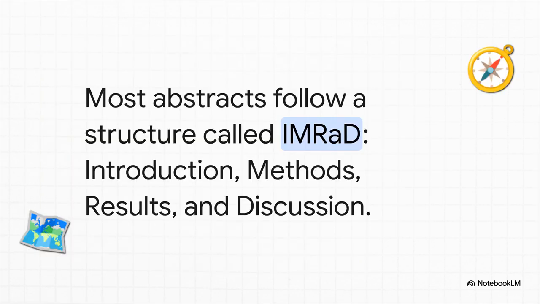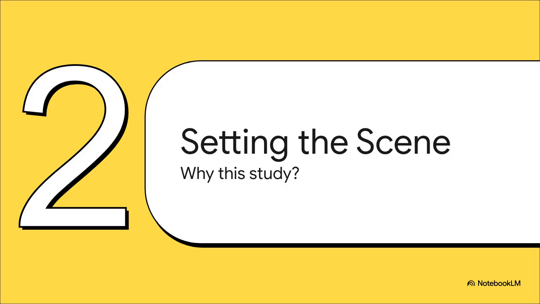Now, the good news is that most abstracts follow a very consistent structure. It's called IMRAD, and that stands for Introduction, Methods, Results, and Discussion. We're going to use this IMRAD structure like a map to guide us through an example. Let's start with the I in IMRAD, the introduction. This part is all about setting the scene. It answers the big question: why did the researchers even do this study?